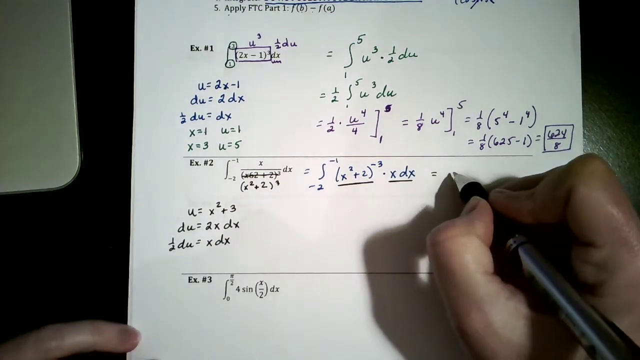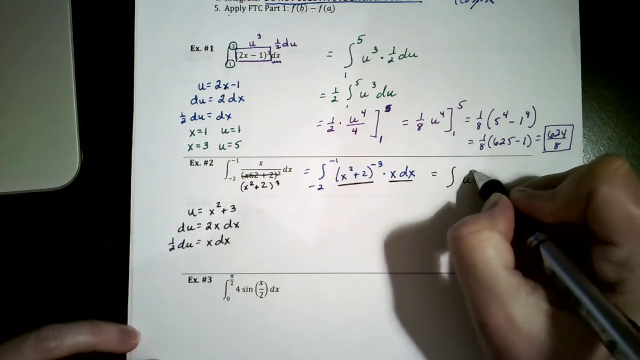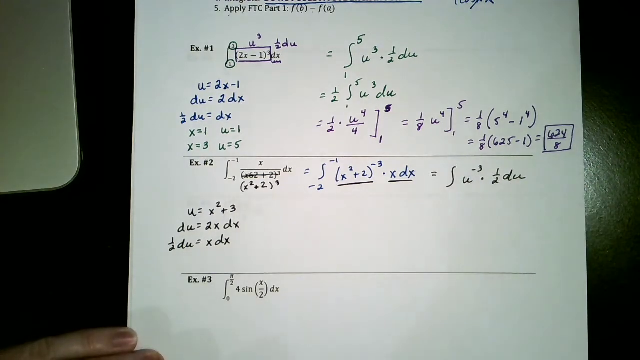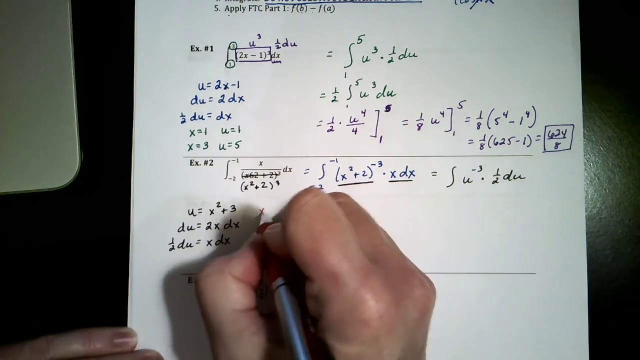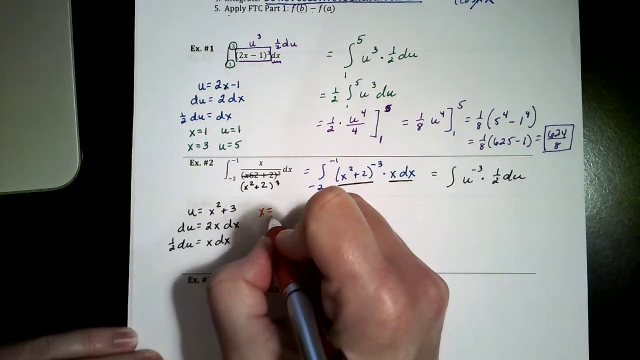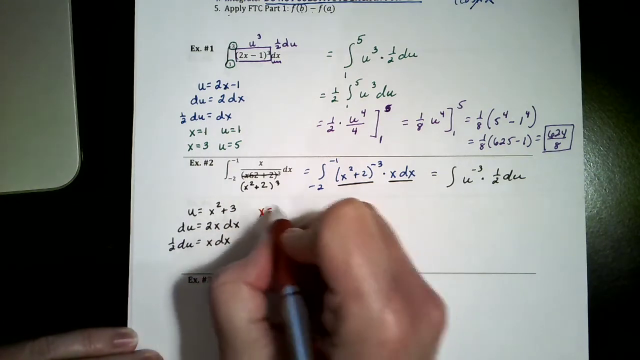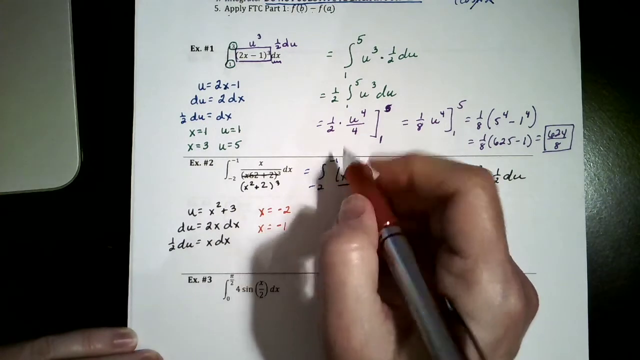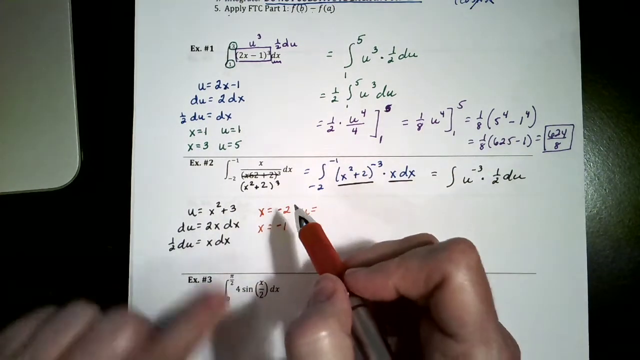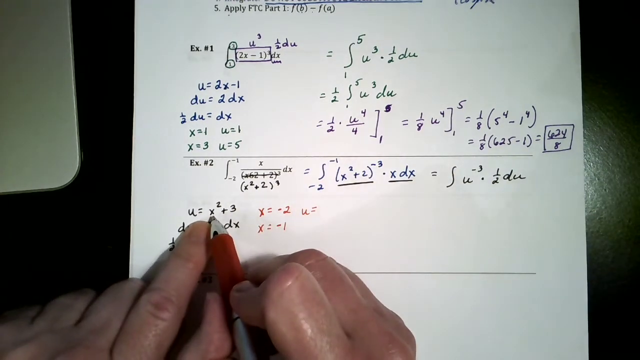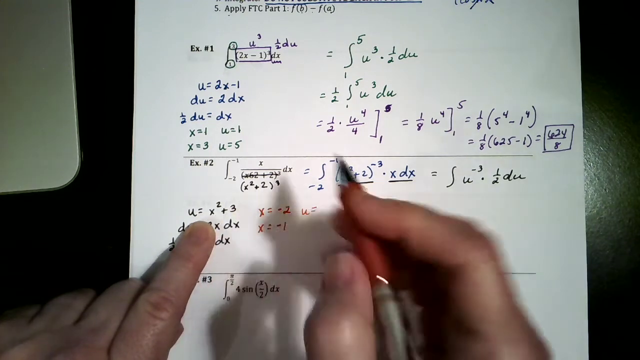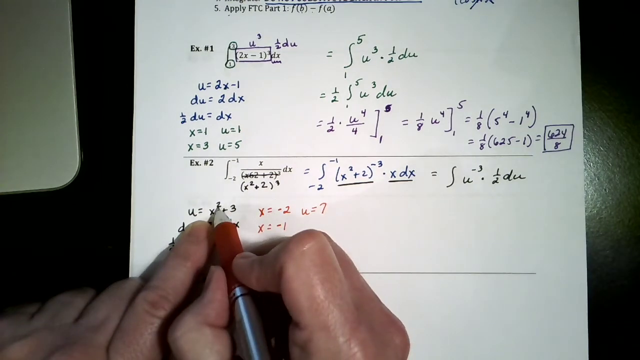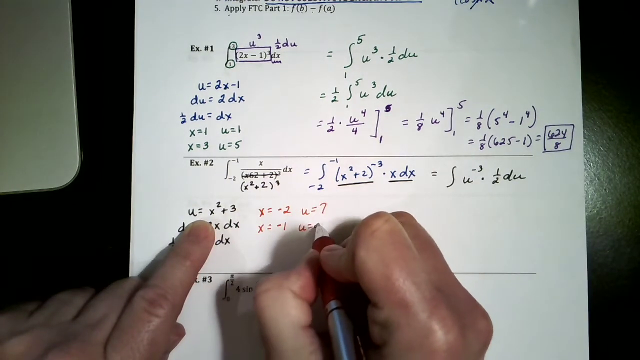I can actually go ahead and write that. I won't write my limits in. I have u to the negative 3 times 1/2 du. And now I've got to figure out my u limits. I'm running out of room down here, so I'm going to write them up here. So when x is equal to negative 2, and when x is equal to negative 1, because they're my two limits, I have to figure out what u is. So I put negative 2 into u. Negative 2 squared is 4. 4 plus 3 is 7. When I put negative 1 in, negative 1 squared is 1 plus 3 is 4.